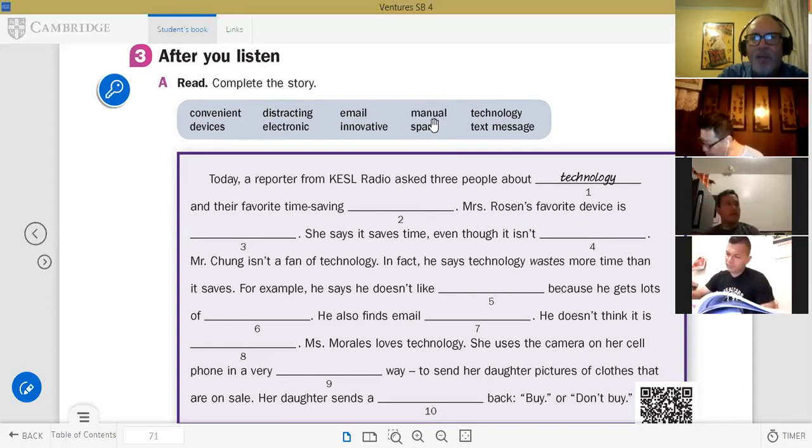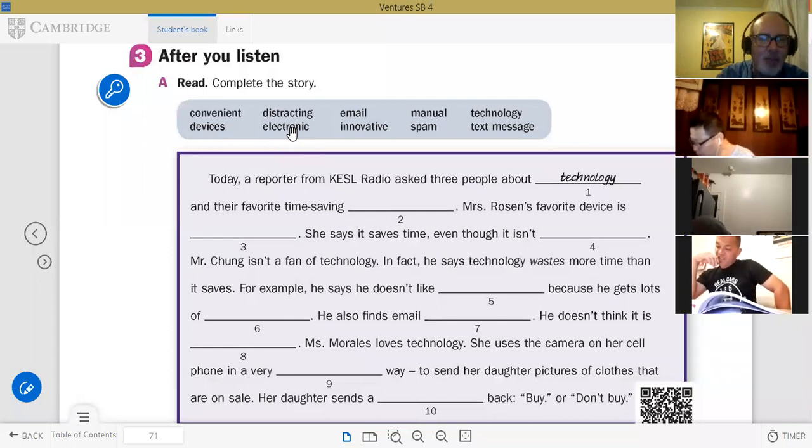And we have the two words here, manual and electronic. Manual means what? If something is manual, what does that mean? Like a manual typewriter. You use it by hand. We talk about a manual transmission car. And electronic? Electronic as computer. Anything with a little chip in it.